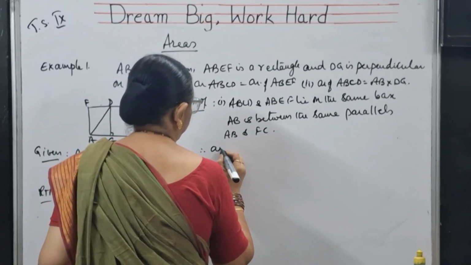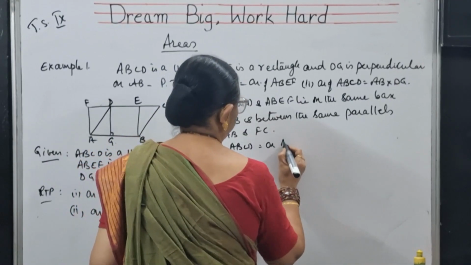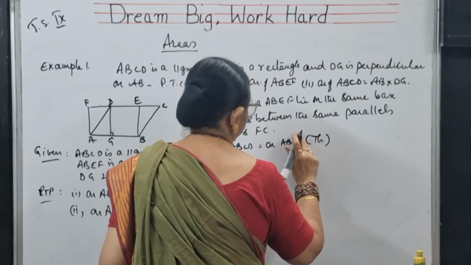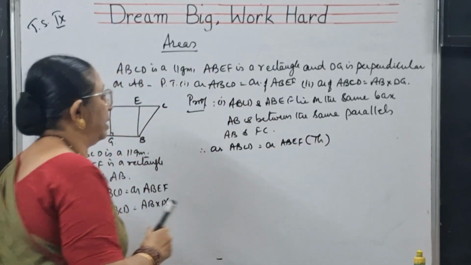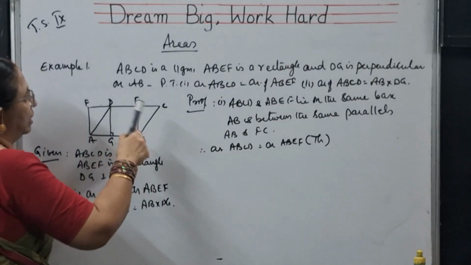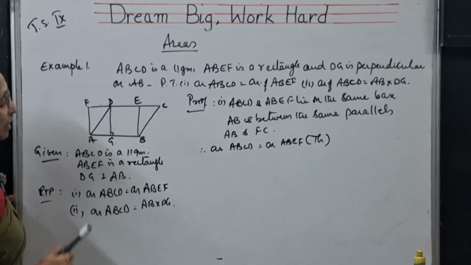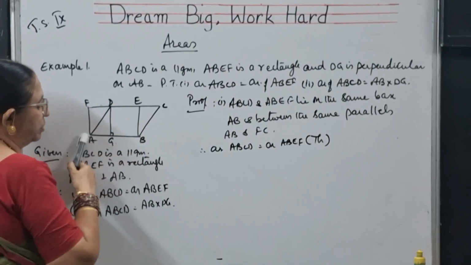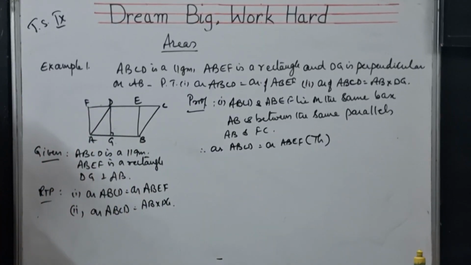Therefore, area of ABCD is equal to area of ABEF basing on the theorem. Theorem says when two parallelograms lying on the same base and in between the same parallels, they are equal in area. ABEF is a rectangle, and a rectangle is also a parallelogram. So these are the two parallelograms lying on the same base and in between the same parallels. So they are equal in area. So first bit is completed.